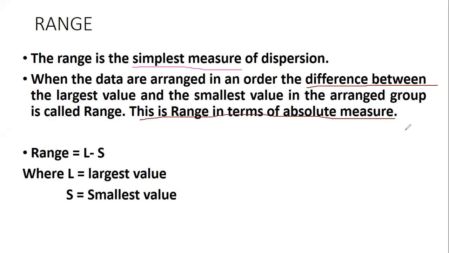Now, what is absolute measure? Once again, absolute measure is when you have the original data given and utilized. What is the formula for range under absolute measure? It's very simple. Range is equal to L minus S, where L is the largest value and S is the smallest value. So L minus S is the range under absolute measure. Firstly, we take the original data and solve; that is absolute measure, and the formula is L minus S.